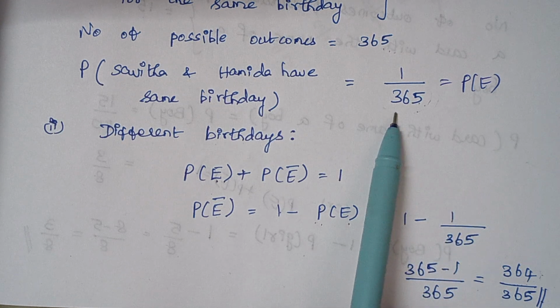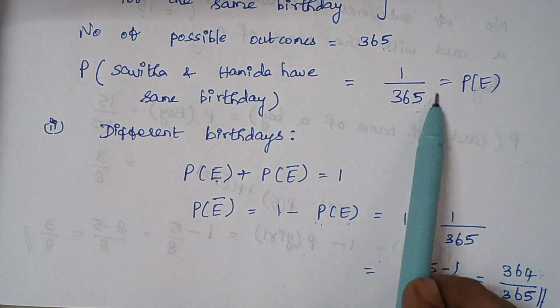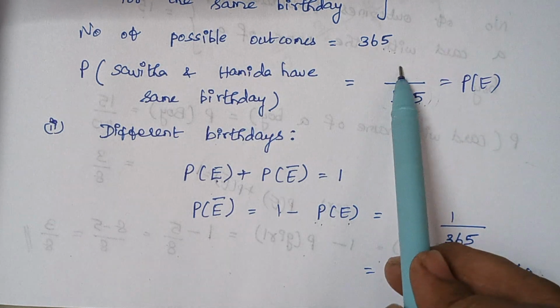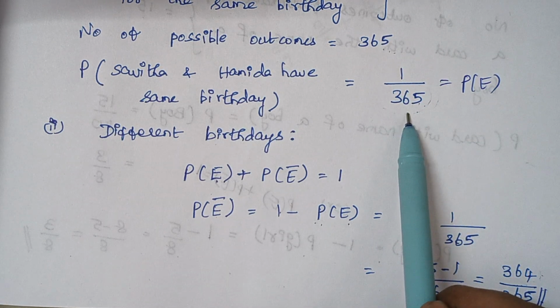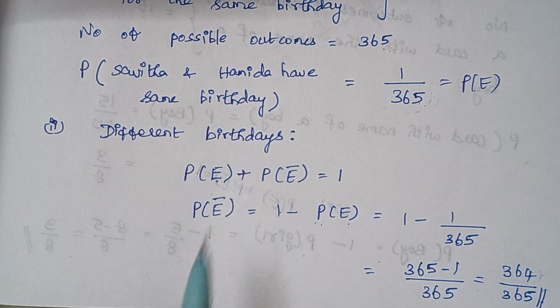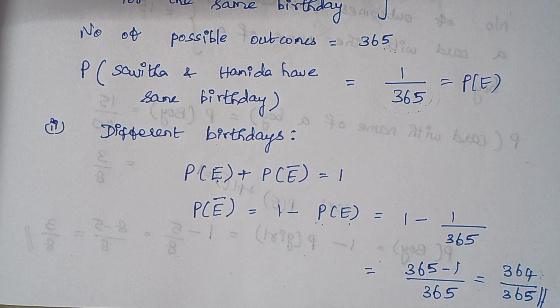Here they are celebrating their birthday on a common day, right? For example, Jan 10. So out of 365 days, they are celebrating on one common day. So it is 1 by 365. On different birthdays, what is the probability that one day will be celebrated as the birthday by Savita and among these 364 days, any one day will be celebrated as the birthday by Hamida? That is the meaning here.